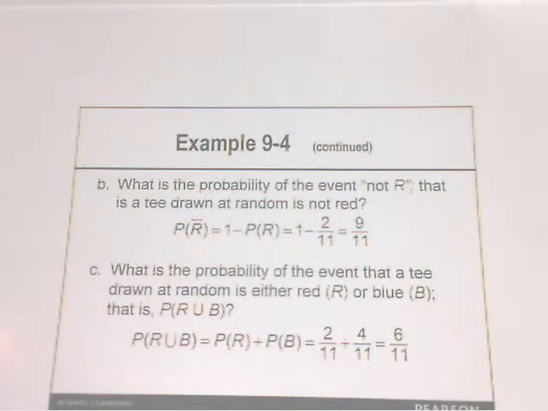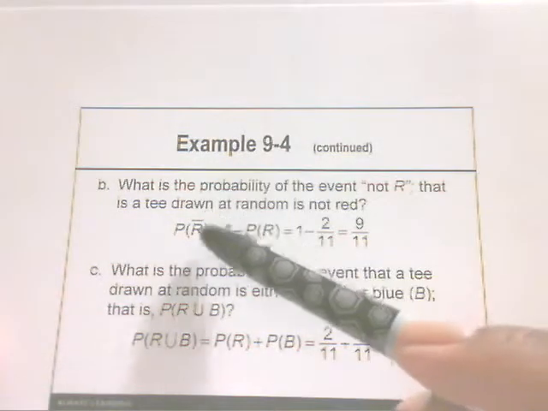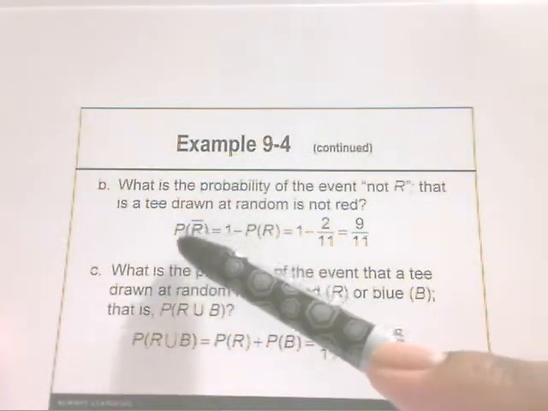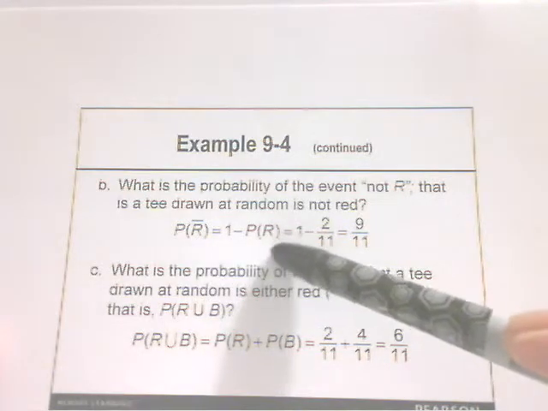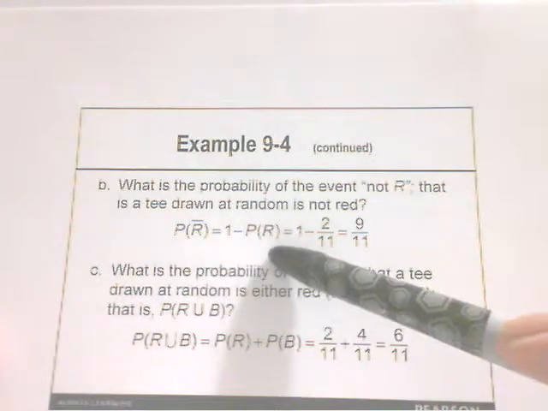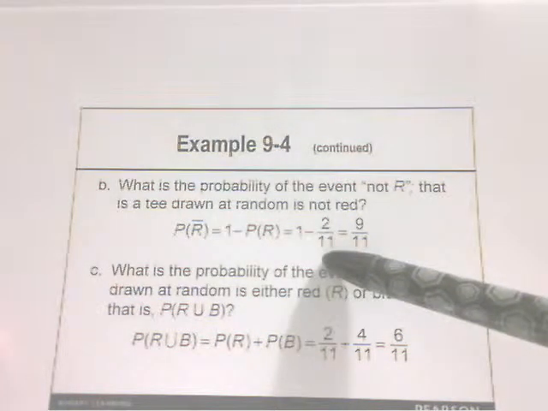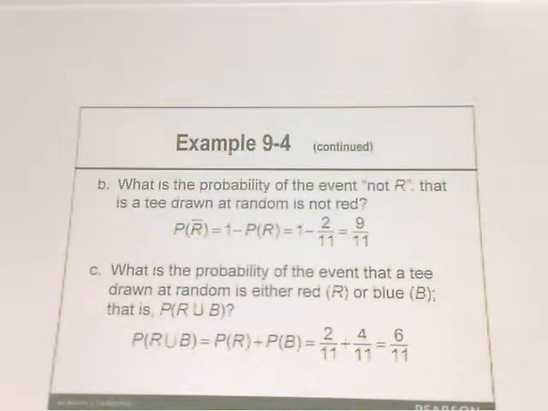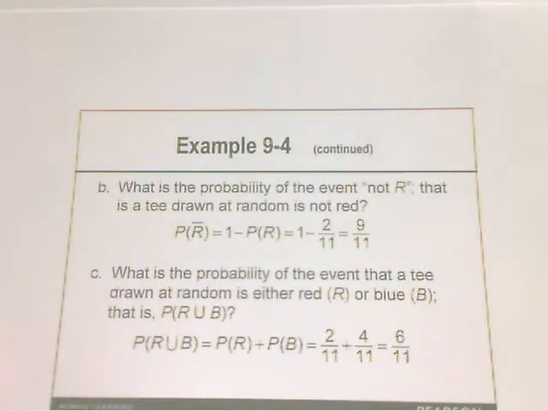Part B, what is the probability of the event not R? That is, drawing a tee at random that is not red. Well, that represents R complement, the complement of R. So the probability of the complement of R will be 1 minus the probability of R. So in this case, the probability of not drawing a red tee would be 1 minus the probability of drawing a red tee. Well, we found out that drawing a red tee gives us a probability of 2 over 11. So 1 minus 2 over 11, and you have to think of 1 whole as 11 over 11 because the denominator is 11. So 11 over 11 minus 2 11ths will be 9 11ths.